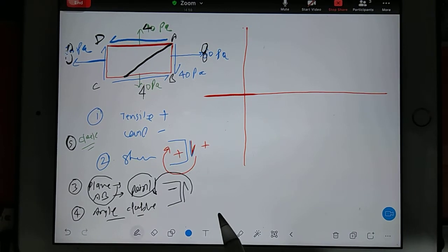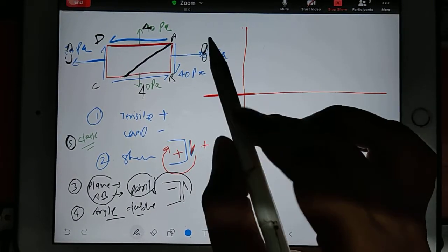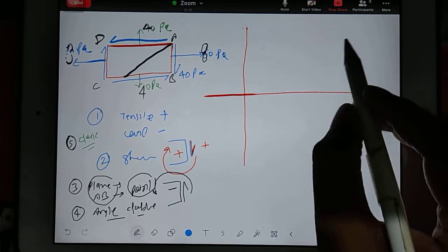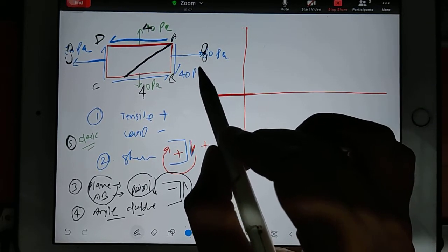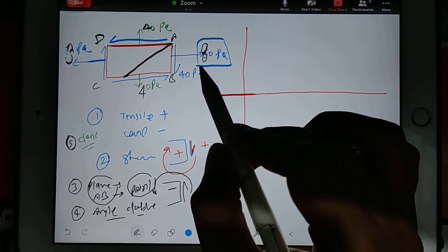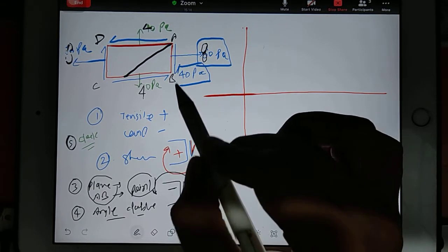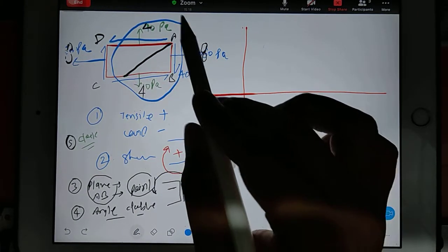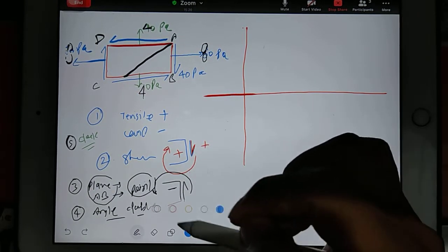Okay, now you see, first we have to find the coordinate of plane AB. So suppose you check the values. First you check the sigma value. So sigma value is 80, and then you check the tau value. So tau value is 40, because that tau is turning the block clockwise. So tau value is 40.